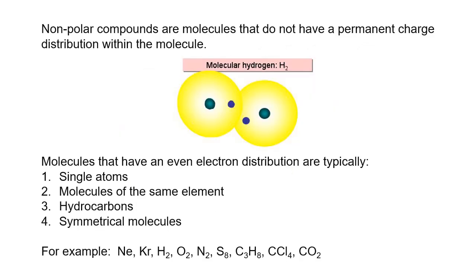These London forces happen in non-polar compounds, basically molecules that do not have a permanent charge distribution within the molecule, for example, hydrogen. These are the molecules that have an even electron distribution, which are typically single atoms, molecules of the same elements, hydrocarbons, and symmetrical molecules. For example, neon, krypton, hydrogen, and many more.